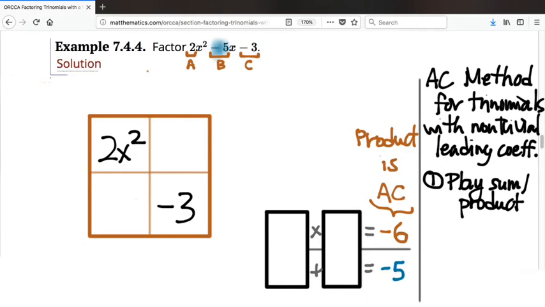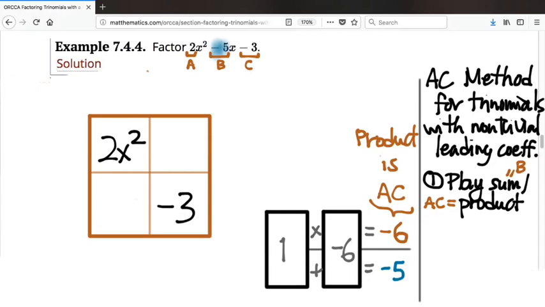So we just play a modified sum and product game, where the sum is B, the middle term, but the product is not C, but A times C, the leading coefficient times the constant coefficient. And now the question is, what pair of numbers multiply together to give me -6, but also add together to give me -5? The pair that we want is 1 and -6. 1 times -6 does give me -6. 1 plus -6 gives me -5. So we play the sum and the product game with AC as the product and B as the sum, and in this example, we have a winner, 1 and -6.